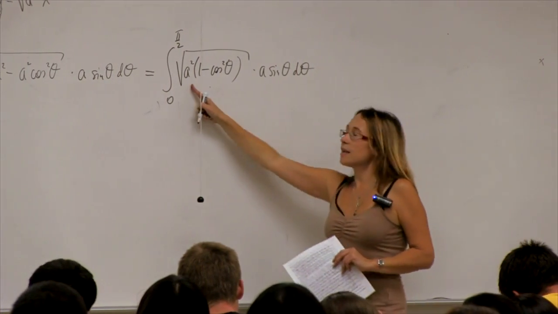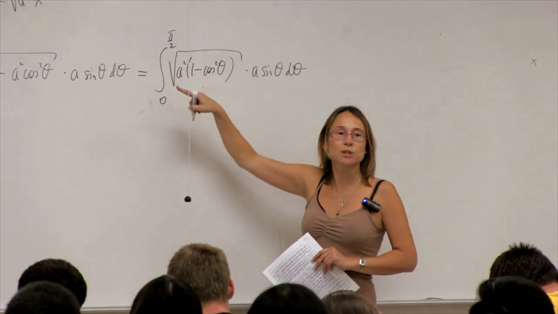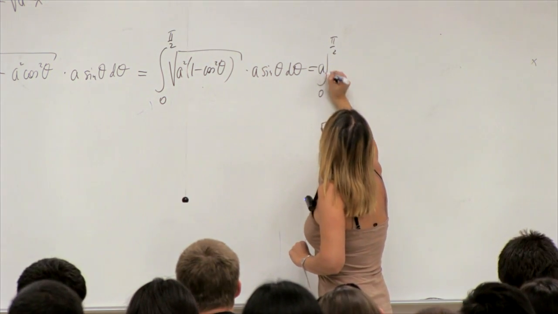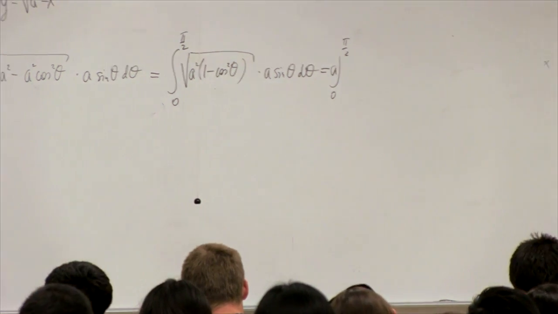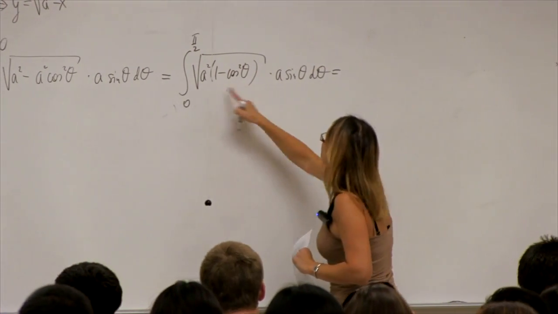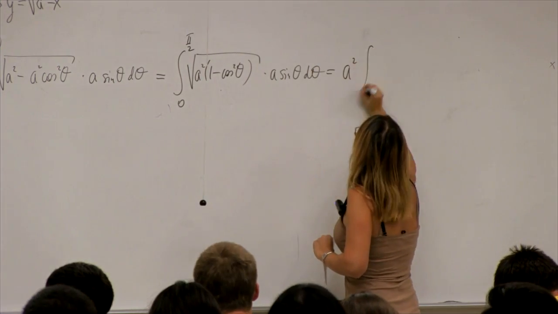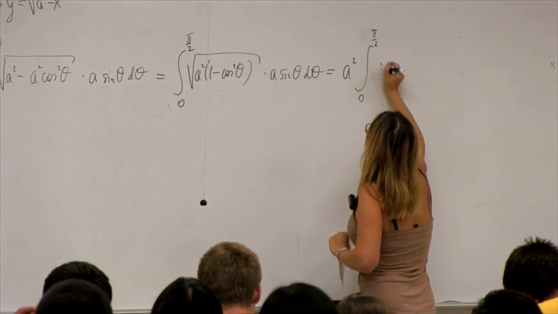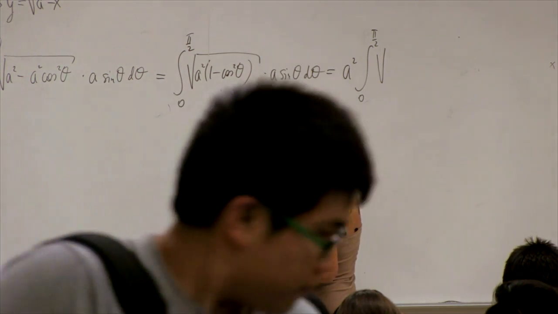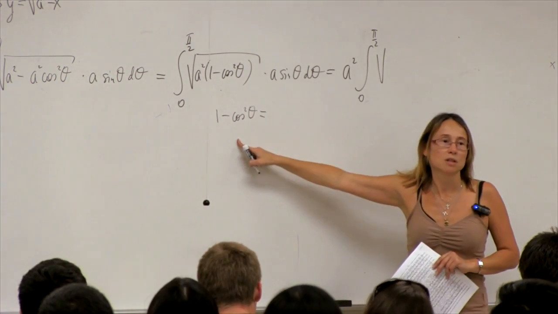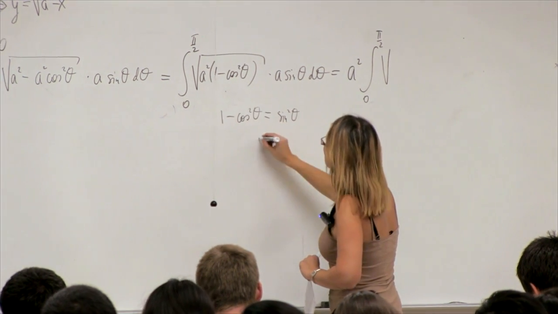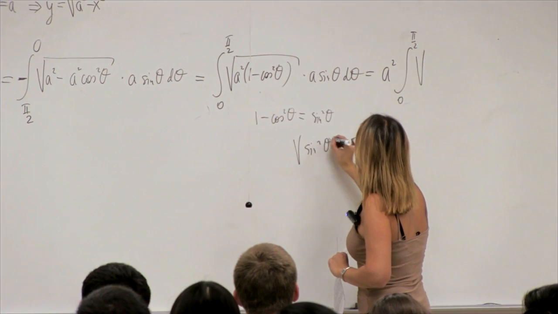What else can I do? a is a radius. It's a positive number. So I'm going to take it out. In fact, I'm going to take this a and this a out, like this. What do I have under the square root now? 1 minus cos squared theta. Can I simplify this expression? Yes, of course. This is sine squared theta. So under the square root, I have sine squared theta.